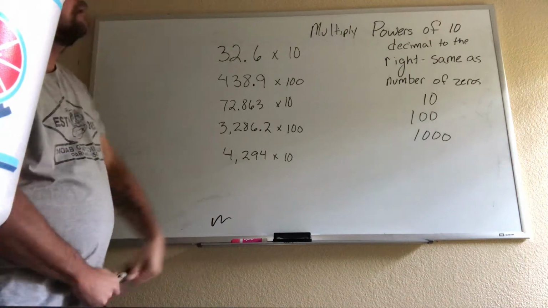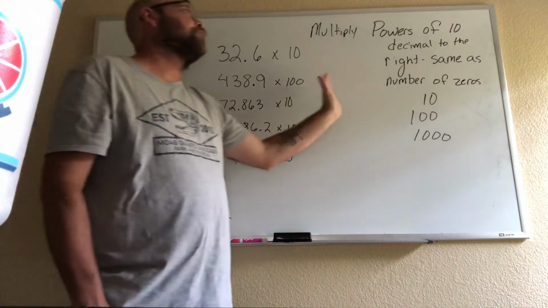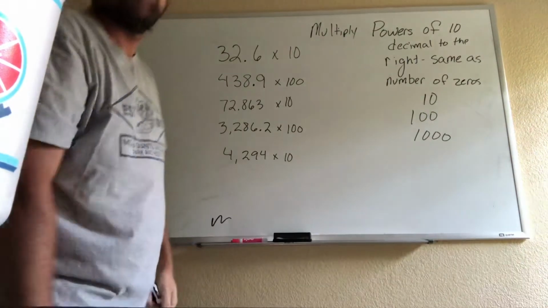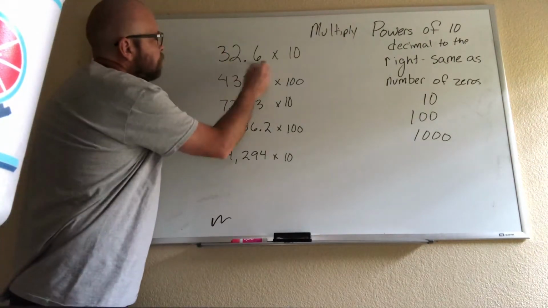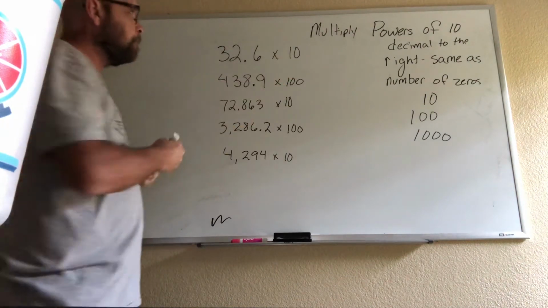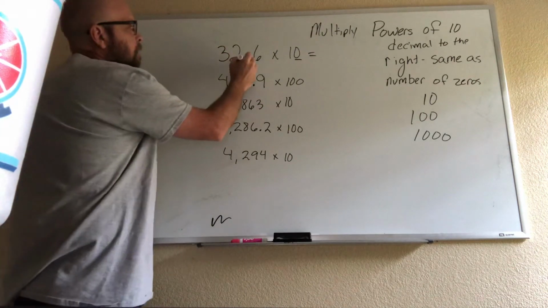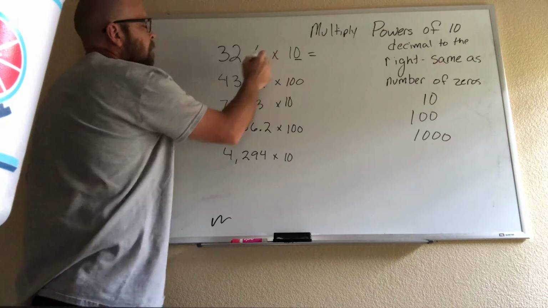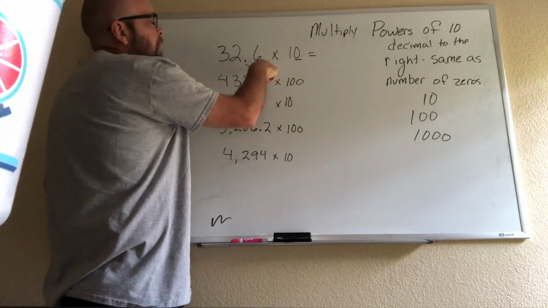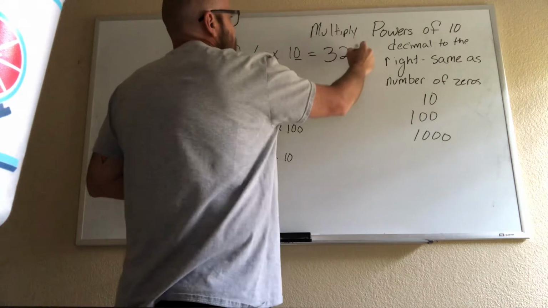Alright. So my instructions say when we multiply by the powers of 10, we move the decimal to the right, the same as the number of zeros. So for example, we have 32 and 6/10 times 10. We have one 0, so this decimal point is going to go to the right one time. It goes from between the 2 and the 6 to behind the 6. So then my answer becomes 326.